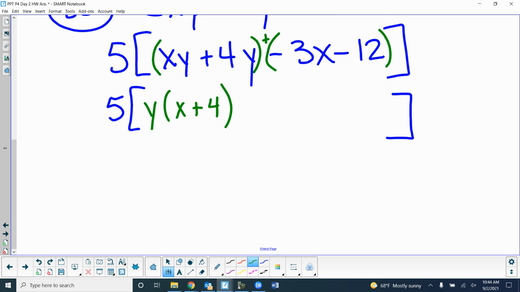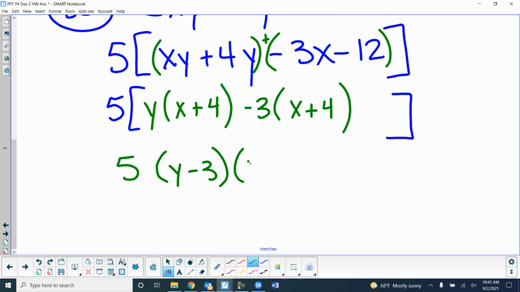What comes out of here? Negative 3. And I get x plus 4 again, don't I? Is that working out good? Okay, Jonah, what's the answer? It would be 5, and then y minus 3, and then x plus 4. Good. You guys see that? So just keep bringing the 5 along once you pull it out. Don't forget about it. That's what some kids do sometimes. Questions?